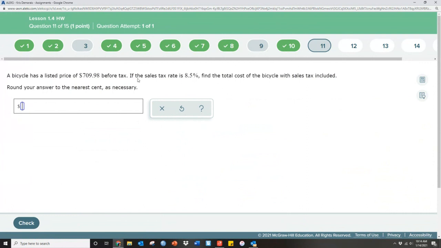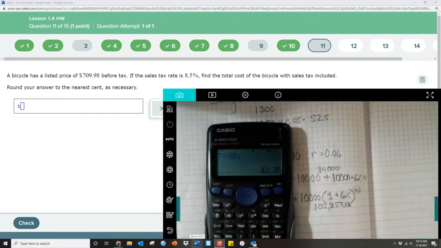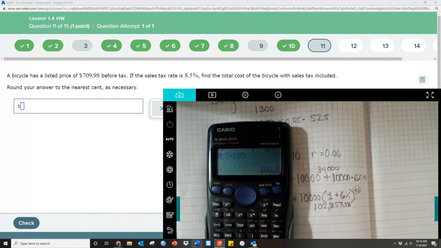What's the sales tax? Okay, so now this one's finally asking, the sales tax is 8.5%. Find the total cost of the bike. Now this one is where I would just say, well, 8.5% added to 100%, which is 8.5 plus 100. Now that's a percentage, by the way. So what I do is take the 709.98, the amount of the bicycle, times the 108.5%. That's how I would do it. And that's my answer, $770.33.